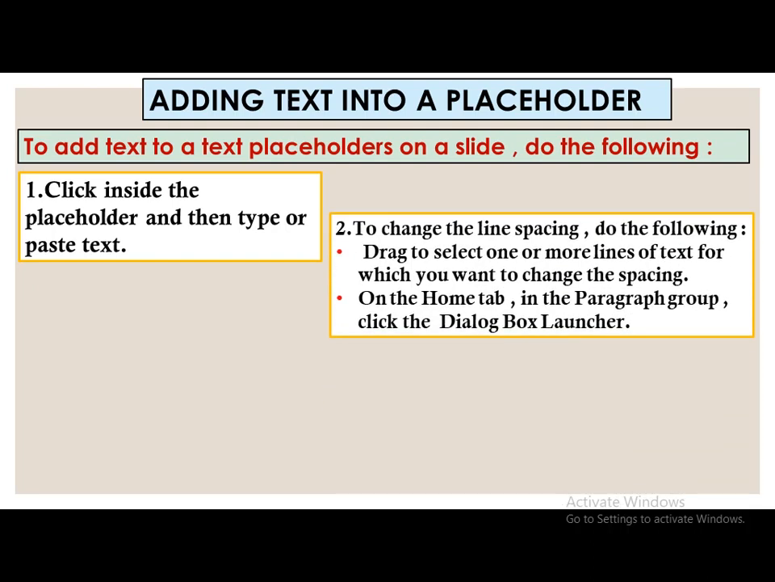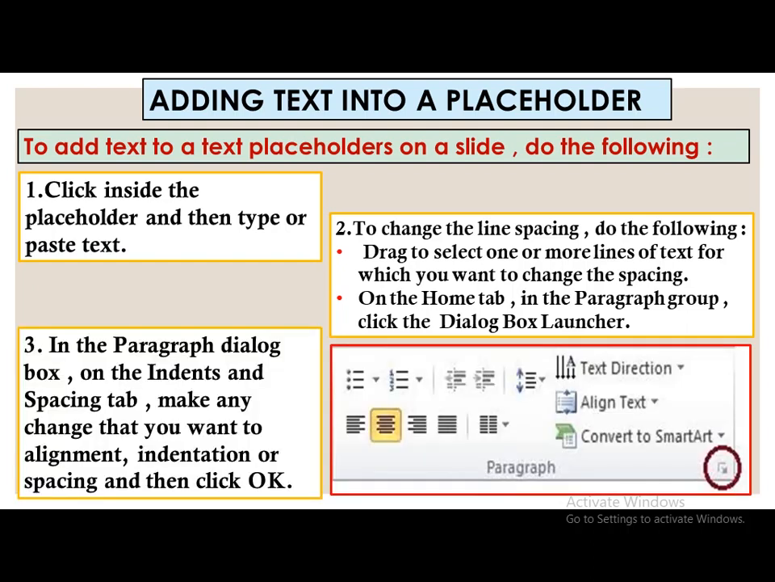Second step, to change the line spacing, do the following. Drag to select one or more lines of text for which you want to change the spacing. On the Home tab, in the Paragraph group, click the dialog box launcher. Step 3, in the Paragraph dialog box, on the Indents and Spacing tab, make any change that you want to alignment, indentation or spacing, and then click the OK option.